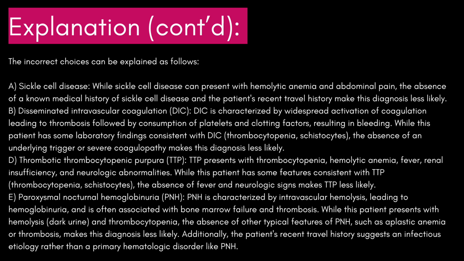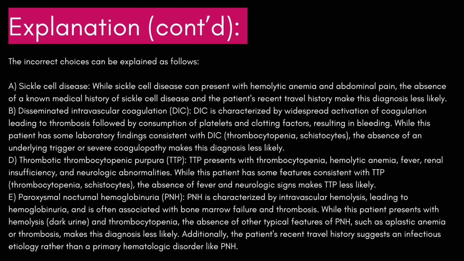D, thrombotic thrombocytopenic purpura, TTP. TTP presents with thrombocytopenia, hemolytic anemia, fever, renal insufficiency, and neurologic abnormalities. While this patient has some features consistent with TTP, thrombocytopenia, schistocytes, the absence of fever and neurologic signs makes TTP less likely. E, paroxysmal nocturnal hemoglobinuria, PNH.